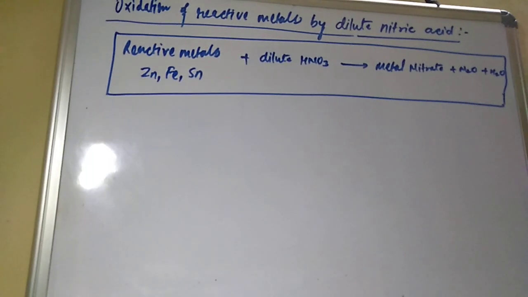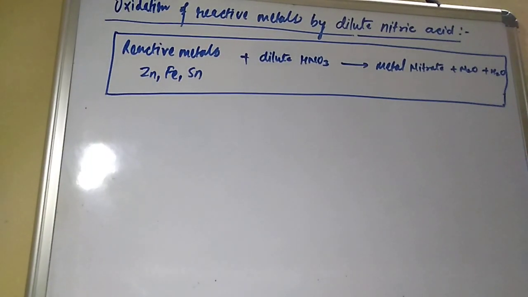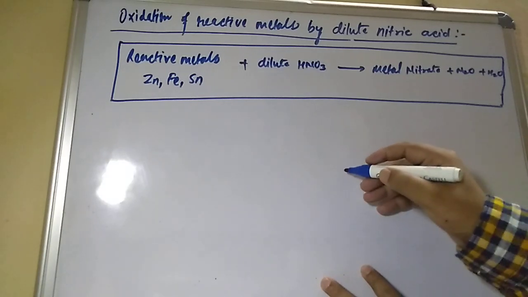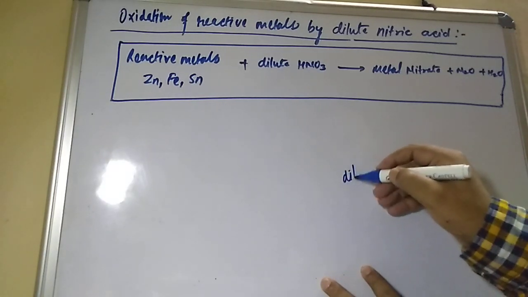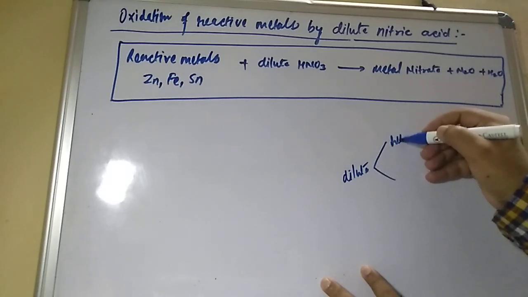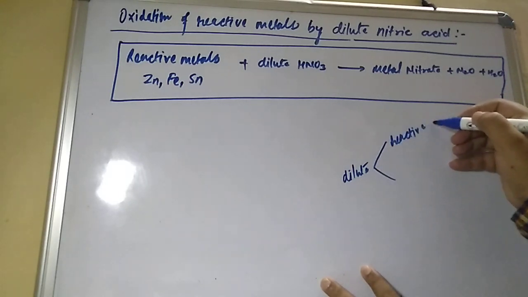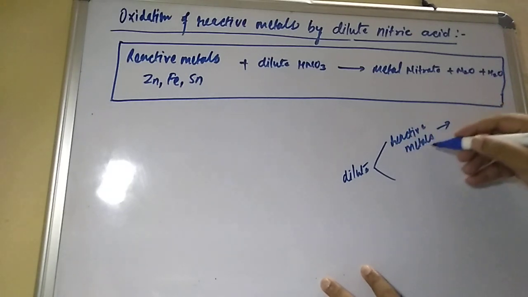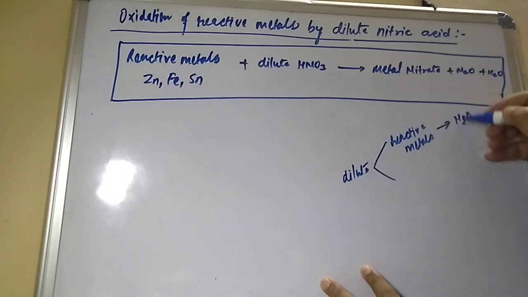Good evening, friends. Today I am going to explain the important topic of p block elements, that is oxidation of reactive metals by dilute nitric acid. I am again and again explaining that if you are taking dilute nitric acid, there are two cases. If a reactive metal is there, it will give the metal nitrate plus N2O.